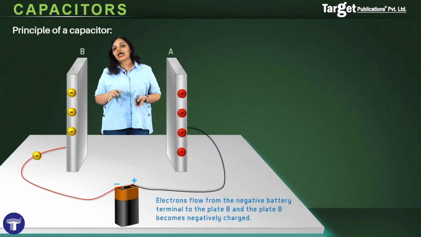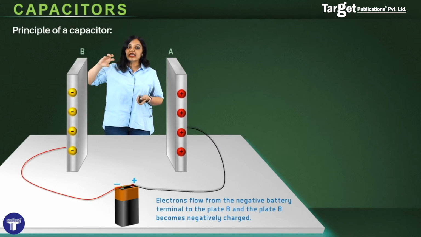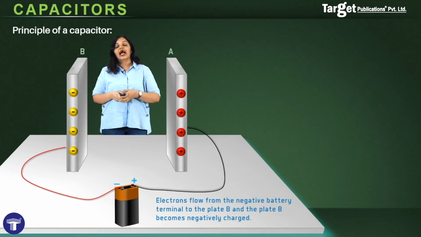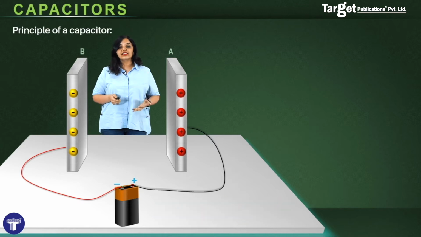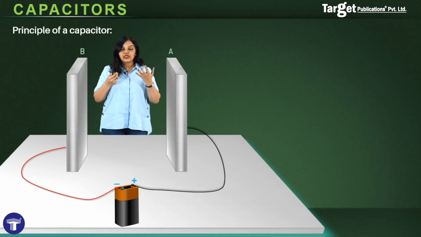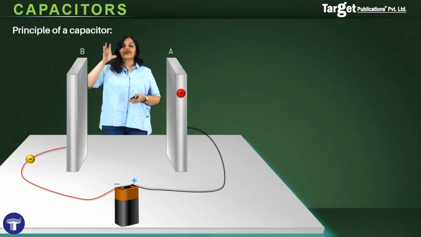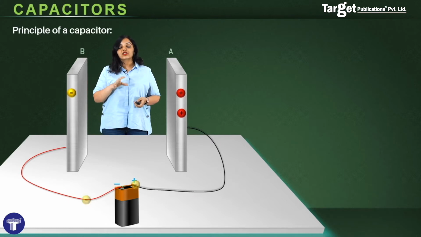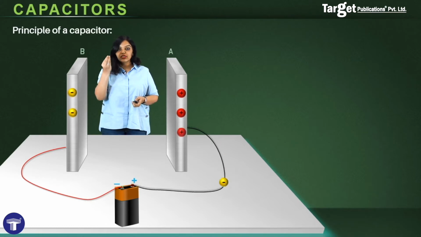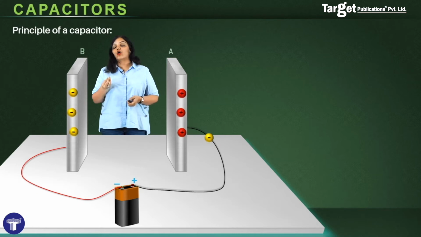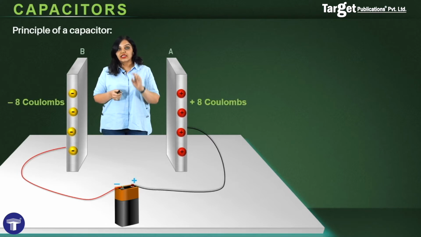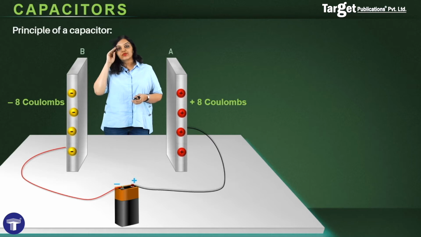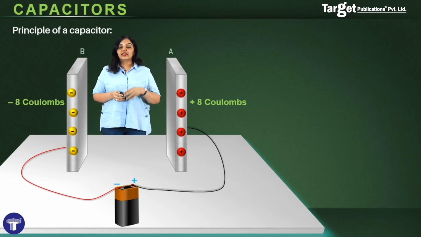So basically what is happening is that the electrons are going from plate A into the positive terminal of the battery, and the electrons are going from the negative terminal of the battery to plate B. And therefore I can say that overall the electron is going from plate A to plate B. So overall I can say that there is an induced positive charge created on plate A, and an induced negative charge created on plate B. So as you can see, an induced positive charge is created on plate A and an induced negative charge is created on plate B.